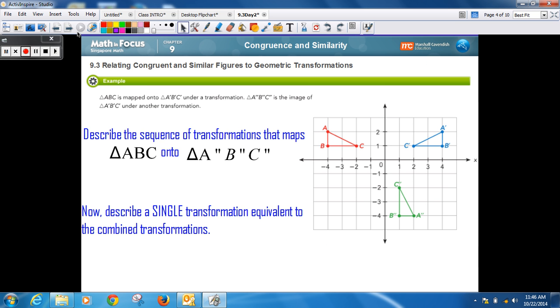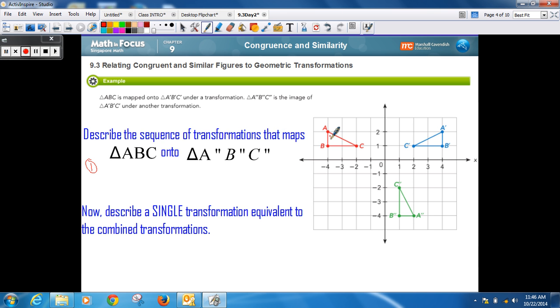My next example here has 3 different figures. It says ABC is mapped onto A prime B prime C prime under a transformation. A double prime, B double prime, C double prime is the image from this one. So then we take this one and we move it there. So it says describe the sequence of transformation that maps ABC onto this last one. So what you need to do is, how do I go from ABC, the red one, to the blue one, and the blue one to the green one? And that will give me my series or my sequence of transformation.